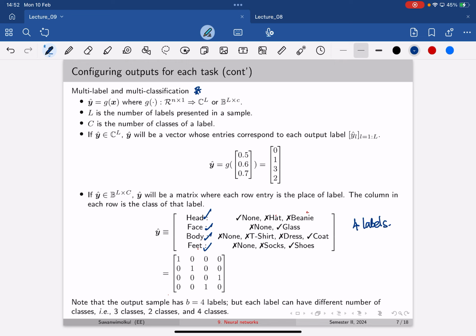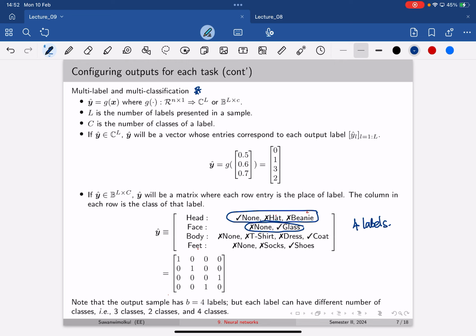But for each label, you may have a different number of classes. For example, on the head, maybe you are considering whether or not the person is wearing something on the head, like a hat or a beanie, or none. For the second label, maybe you're considering whether or not a person is wearing glasses, and that's it. So one label may have a different number of classes.